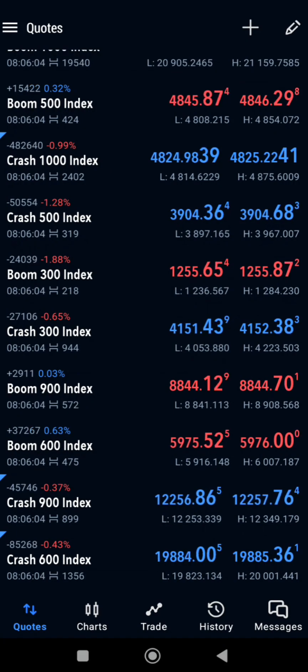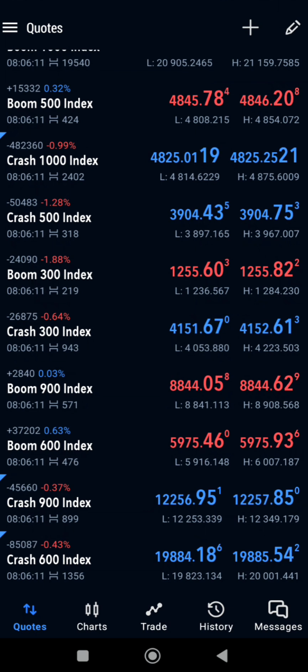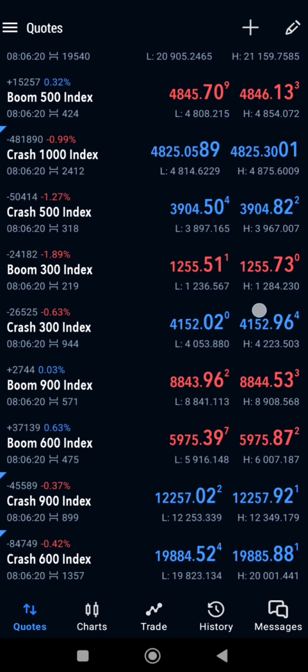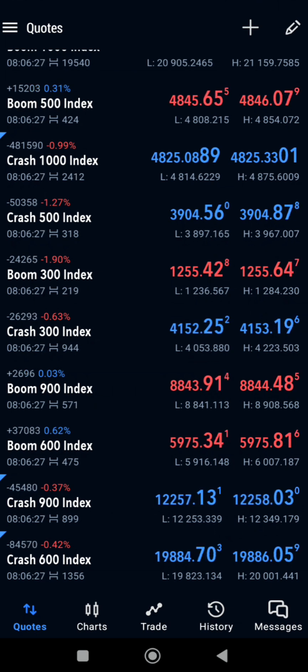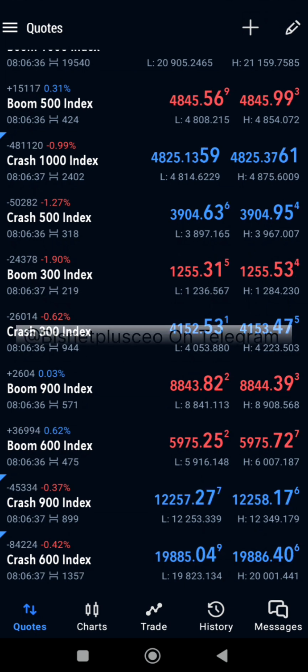So guys, I actually want to show you something beautiful again this time, okay? This morning I took three different signals, all right? The first one is on Crash 1000 Index, the second one is Crash 900, and another one is Crash 600, okay? So guys, let me show you the beautiful results. And this signal was actually picked from my very own customized indicator, okay?